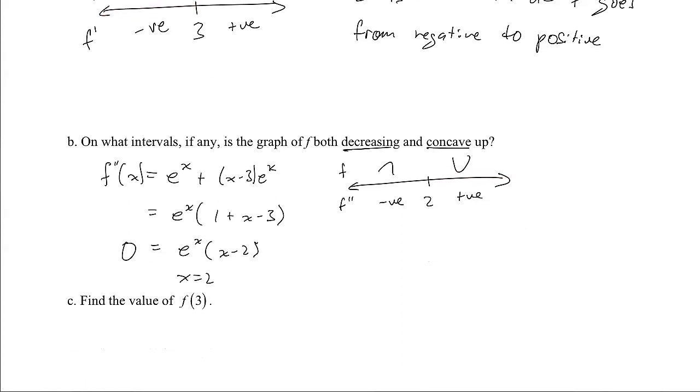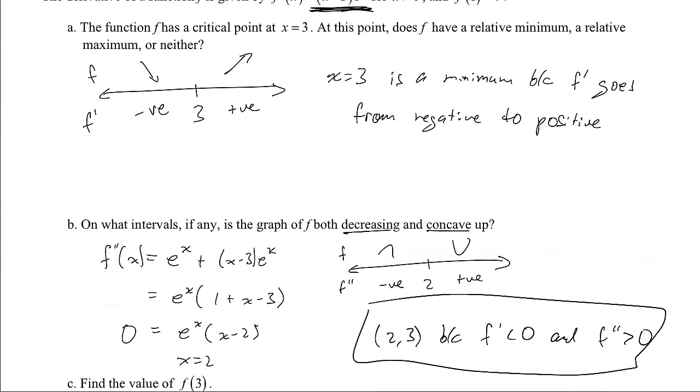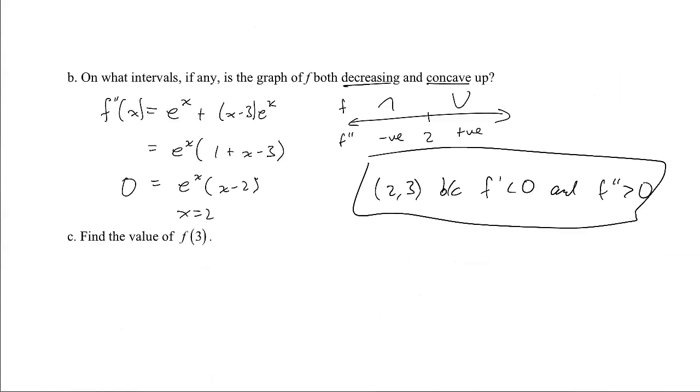Those overlap from 2 to 3, so my interval is 2 to 3, because f prime is less than 0 and f double prime is greater than 0 on that interval. That's it. That's my justification. You do need both parts. This would be worth 1, 2 points for your justification. This one is also 1, 2 points for your justification.